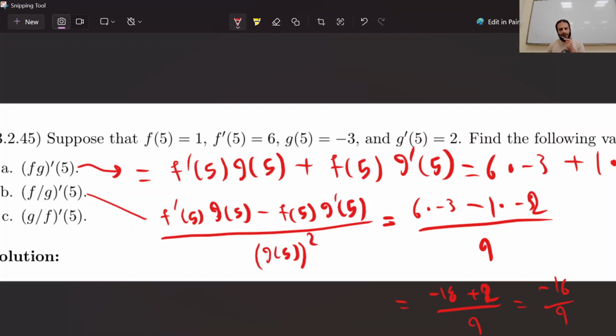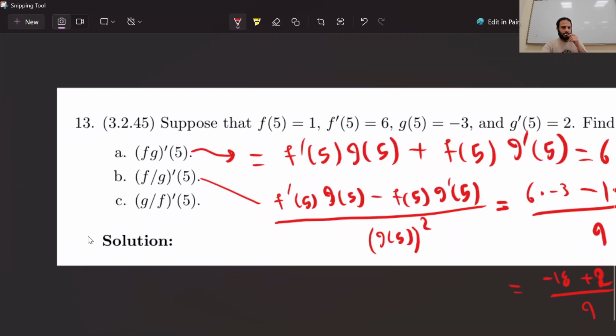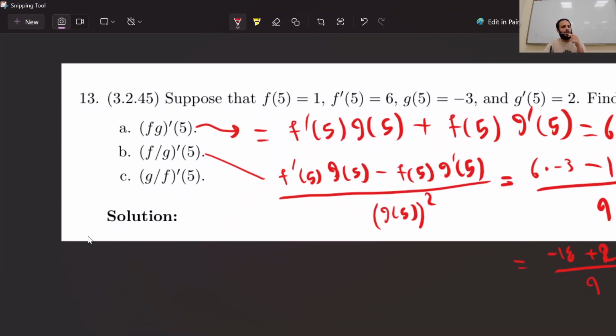Thank you. Now, who wants to solve part C? Do you want to solve it? Okay. So g prime of 5, f of 5. Forget about the formula in terms of g and f. So g prime of 5, f of 5, minus g of 5, f prime of 5, over f of 5 squared.